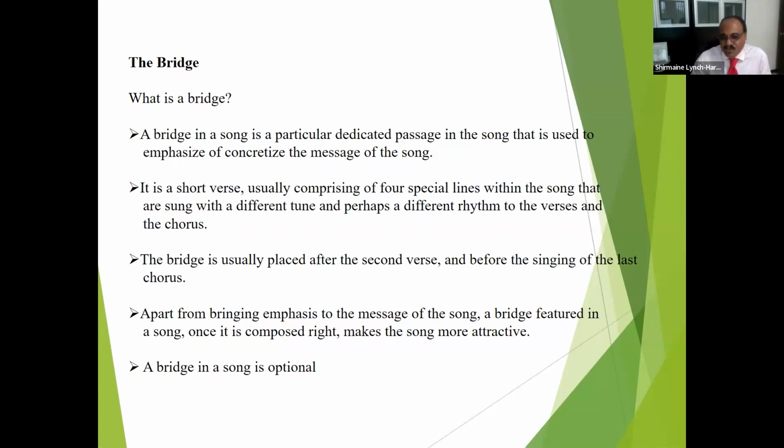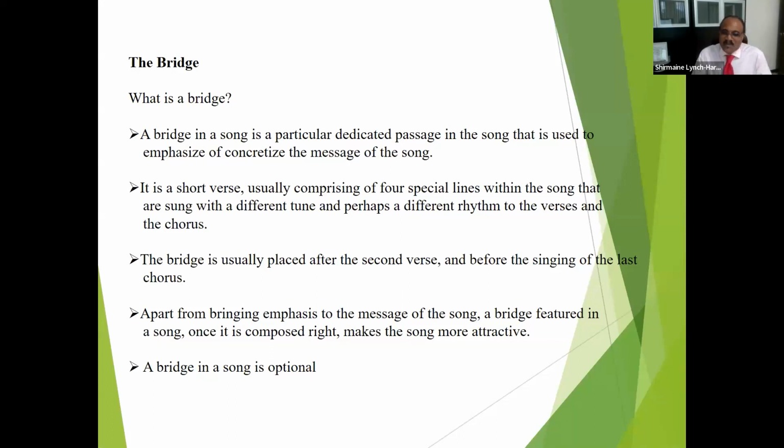And you can sing a chorus twice at the end if you want to, but make sure your bridge goes in and makes a great impact to solidify the message of the song. Apart from bringing emphasis to the message of the song, a bridge, once it is composed right, makes the song more what? More attractive. People look forward to the bridge.